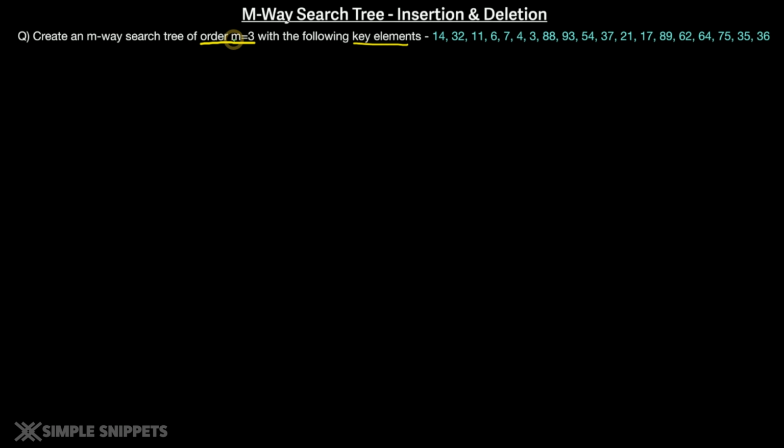So what do we have over here? We have m equals 3. So let's write m equals 3, which means that the number of keys in one single node is going to be m-1, which is equal to 3 minus 1, which is equal to 2.